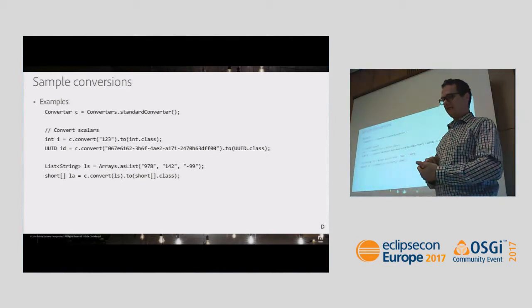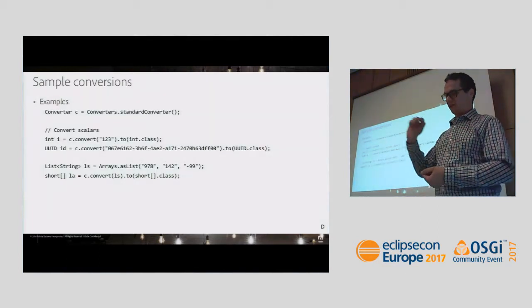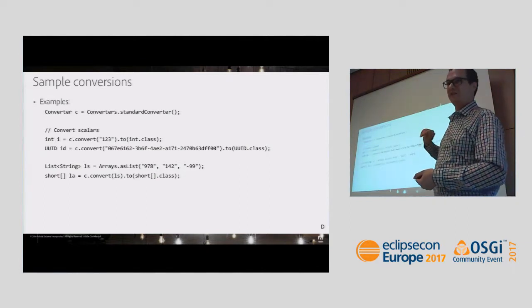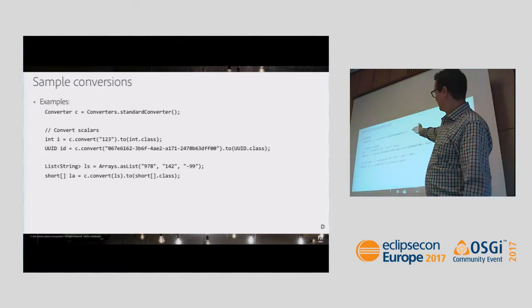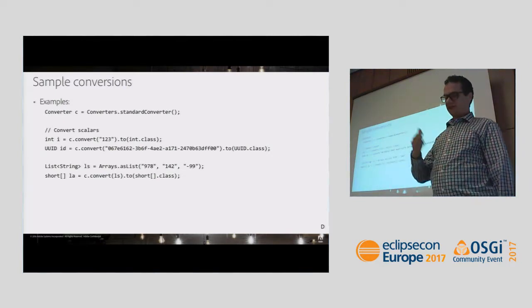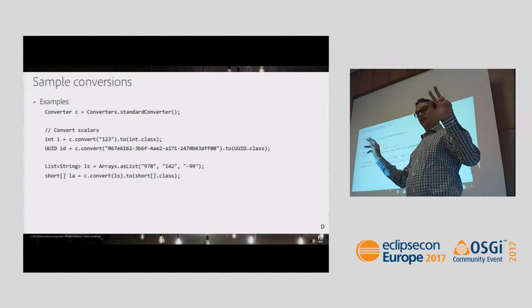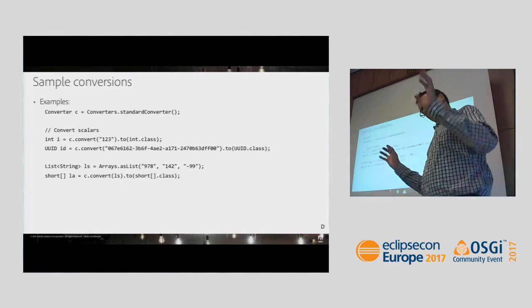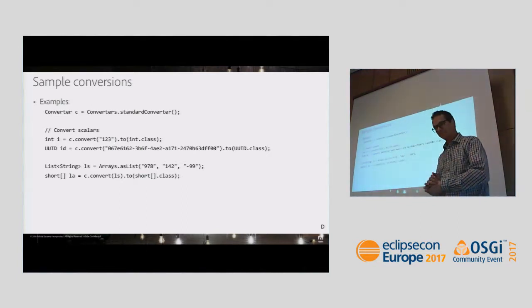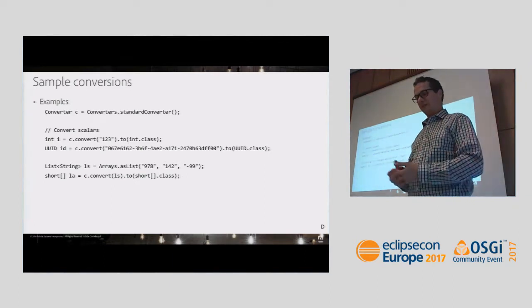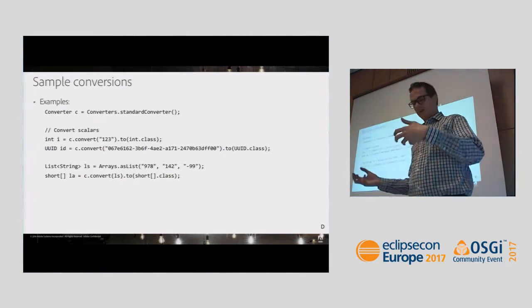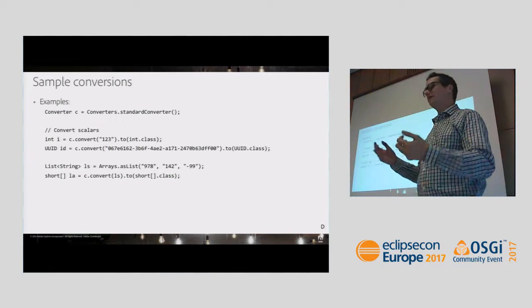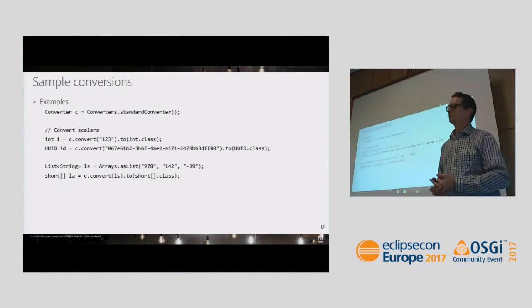So yeah, if you want to convert something simple like a string to an int, not very interesting to be honest, but it has an API, convert 123 to an int, that works. And you can use the exact same API to convert a string to a UUID, which is a tiny bit more interesting. But you can then use the exact same converter API to convert a list of strings to an array of shorts, which is already a couple of lines of code if you wanted to do this by hand.